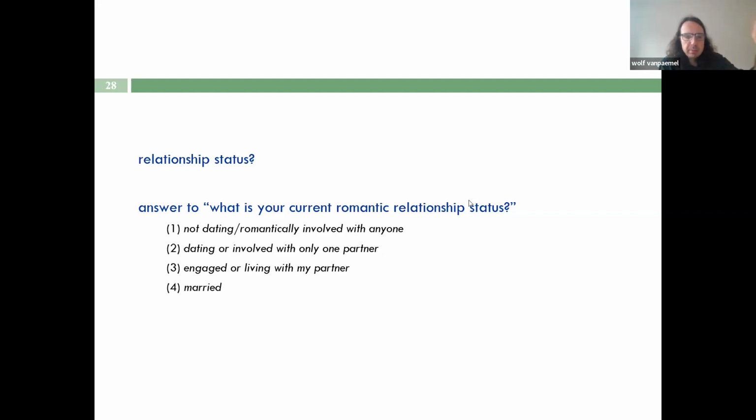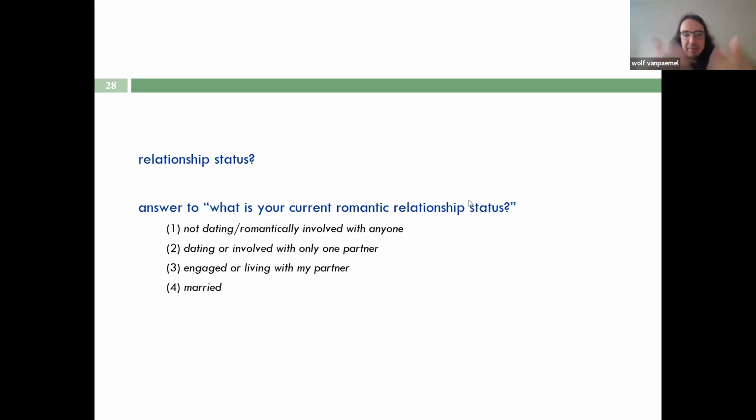And there are 4 options, actually 5, but I'll ignore that. Not dating or romantically involved with anyone, dating or involved with only one partner, engaged or living with my partner, or married. So participants needed to indicate 1, 2, 3, or 4. These numbers were then transformed to 0 or 1, single or committed. And I invite you to take a moment to look at these and think about how you would translate the answer that has been picked for a participant into 0 or 1.